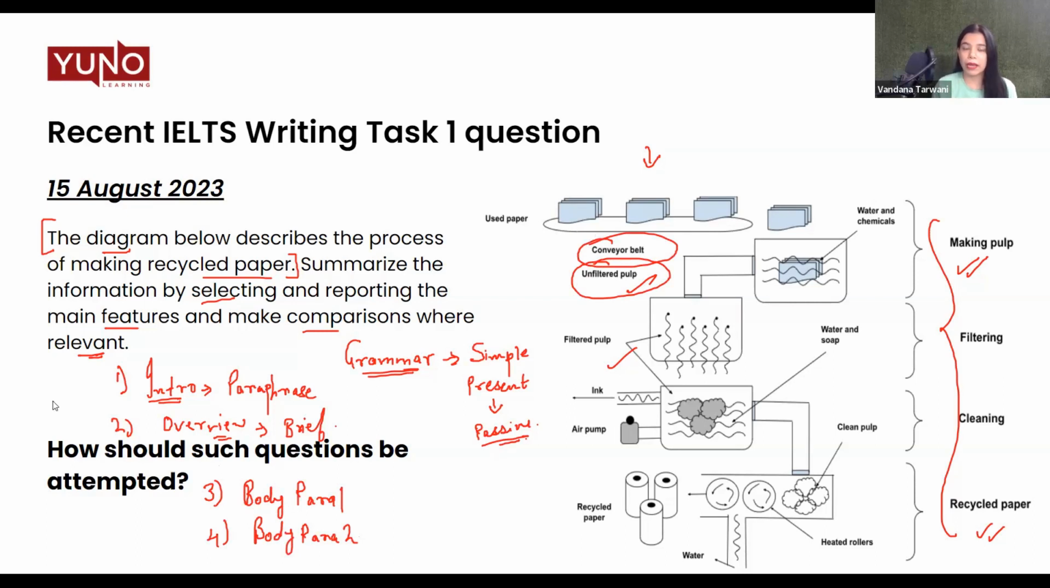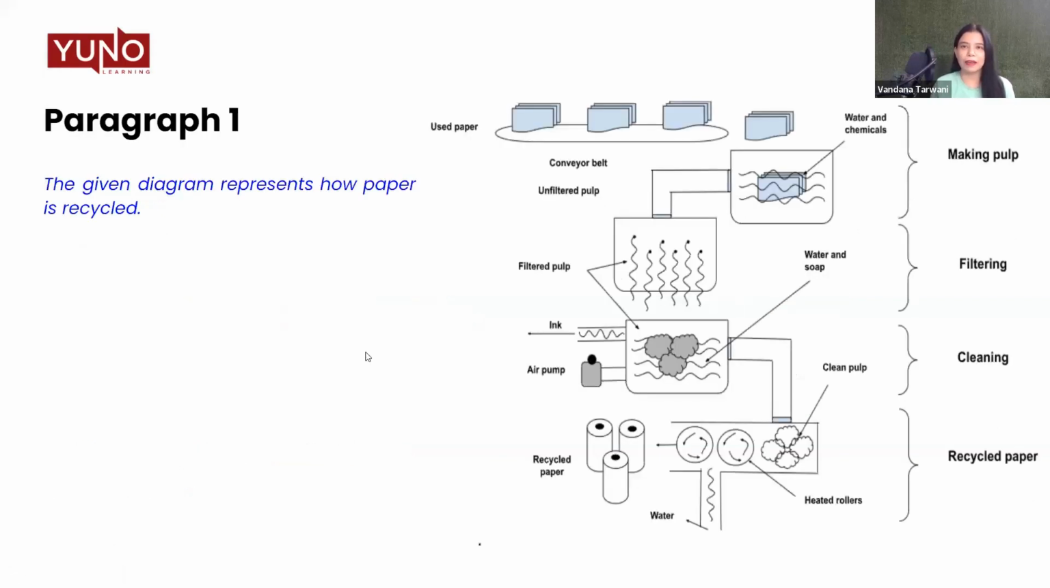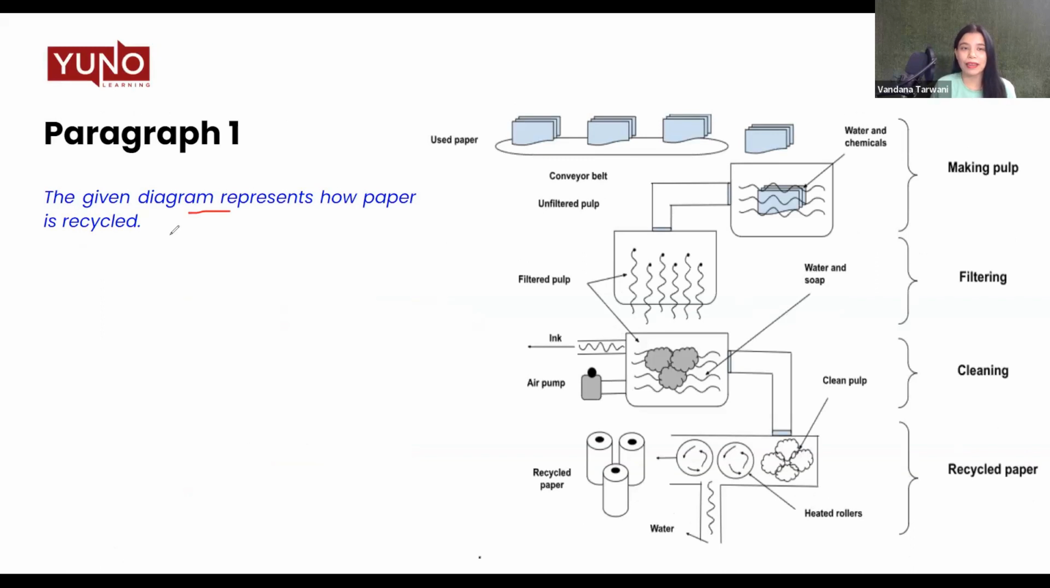Let's see our paragraph number 1, that is the introduction paragraph. How exactly we have written that paragraph on this process. So you look at the introduction paragraph. It says over here, the given diagram represents how paper is recycled. The very first thing, please look at the length of the introduction paragraph. It is just 1 single sentence. When you are writing a report on a process, this is how your introduction paragraph will look like. Just the paraphrase statement and absolutely crisp.